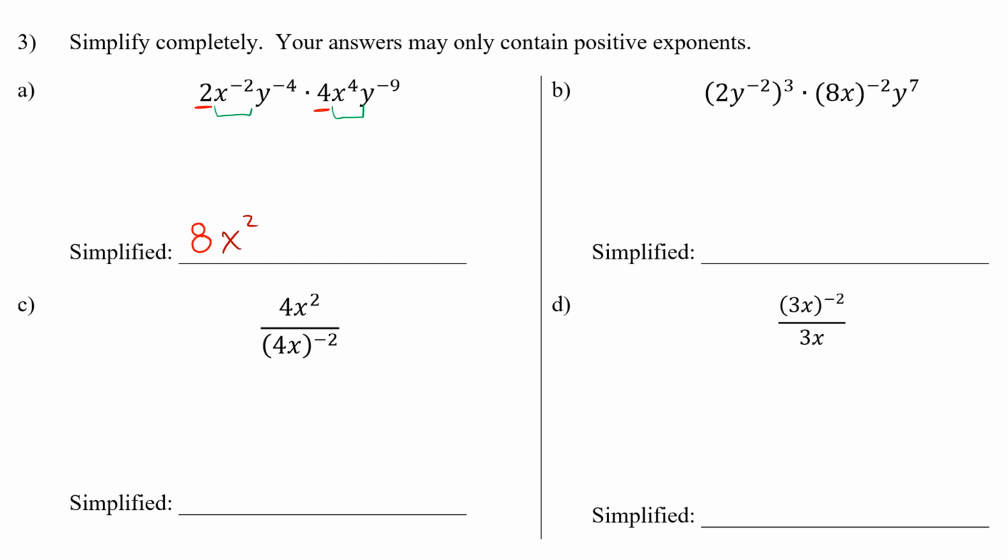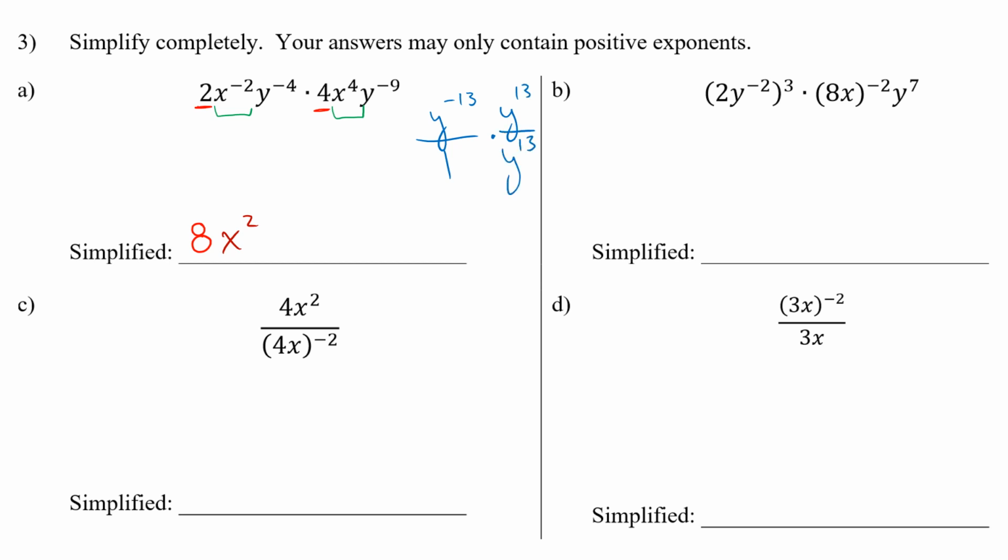And then the last thing that I see here is y to the negative fourth and y to the negative ninth. So I need to be careful here. That y becomes y to the negative 13th power. And I cannot leave this in my answer. So I can eliminate this negative exponent by multiplying by the number 1, right?